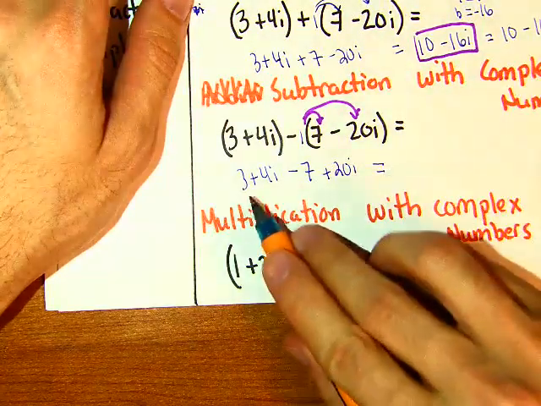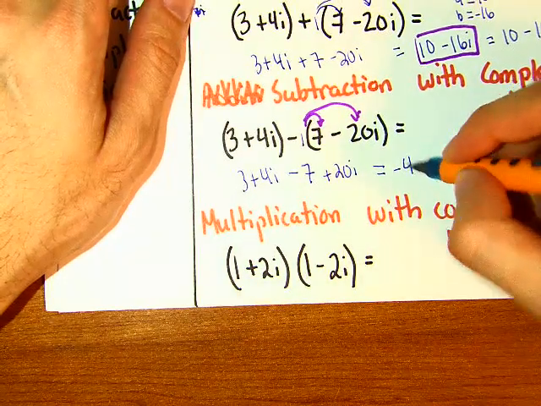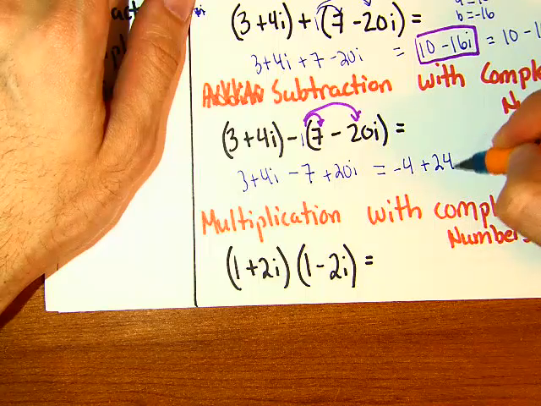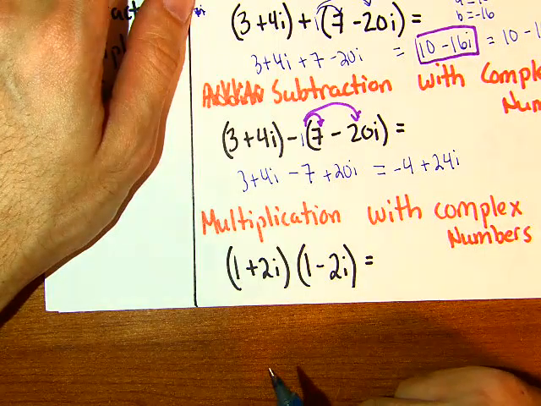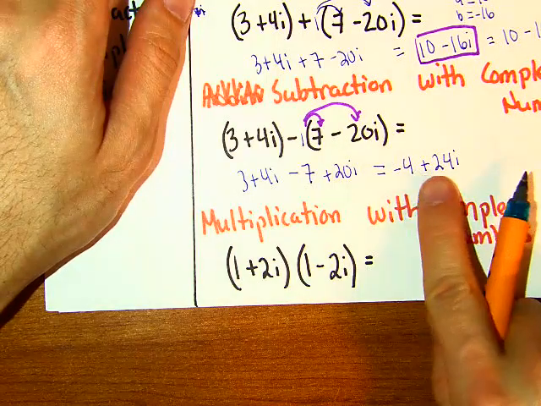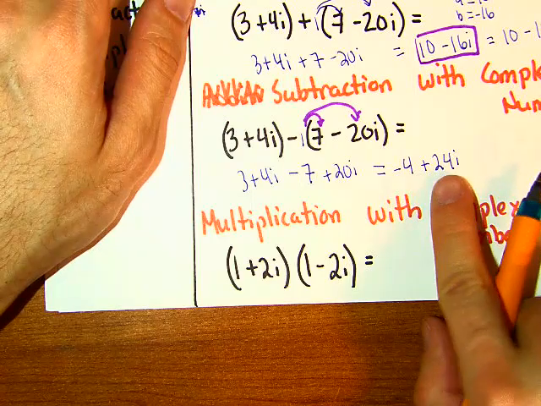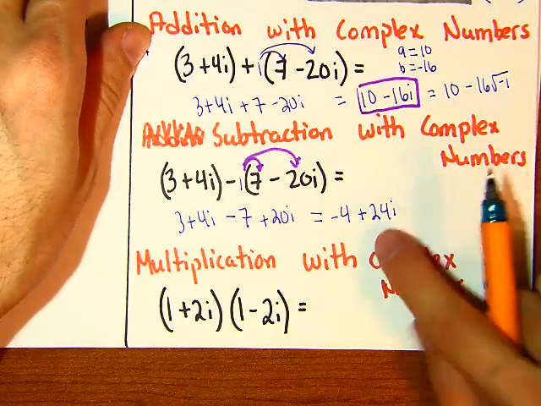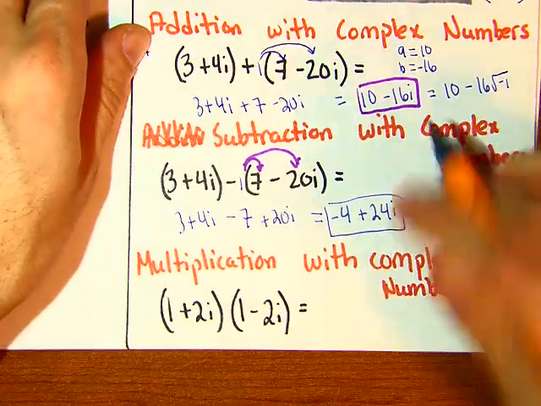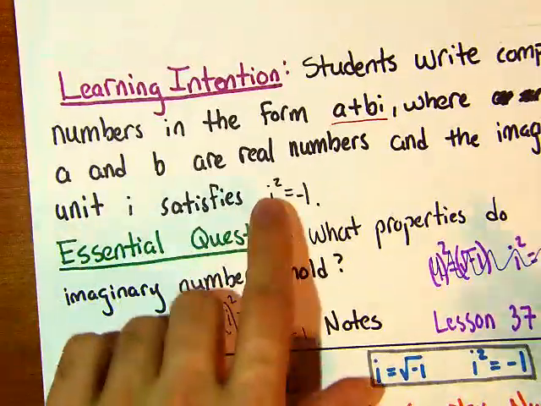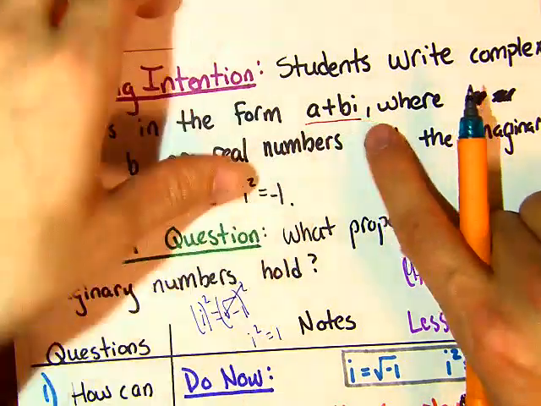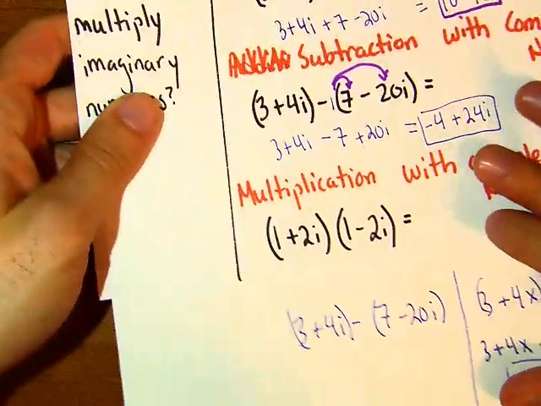And now what happens here? This is 3 minus 7, which is minus 4, and 4i plus 20i is plus 24i. And that is it. We cannot simplify this anymore. It's the same way we tried to simplify here and we did it. And this is in what form? This is in the complex form. This is a complex number. It's an a plus bi. So that part is satisfied. So we're good with that.